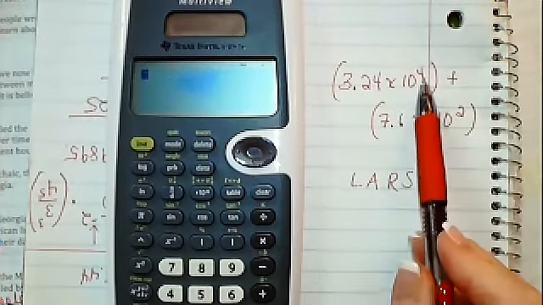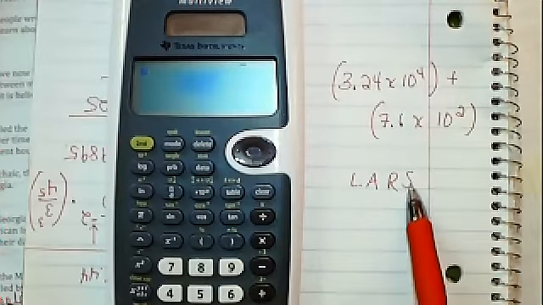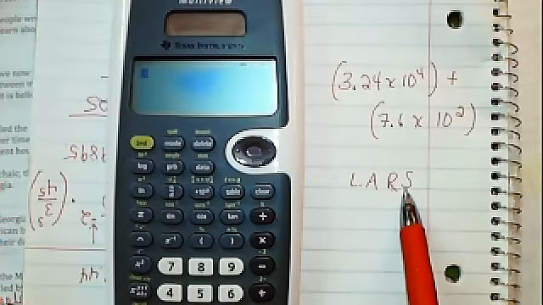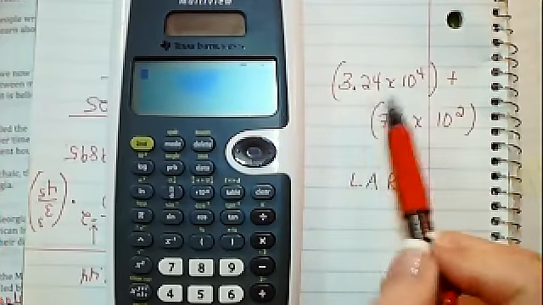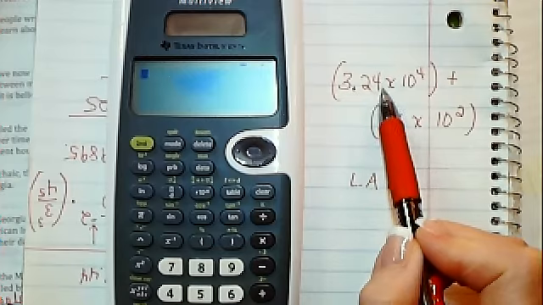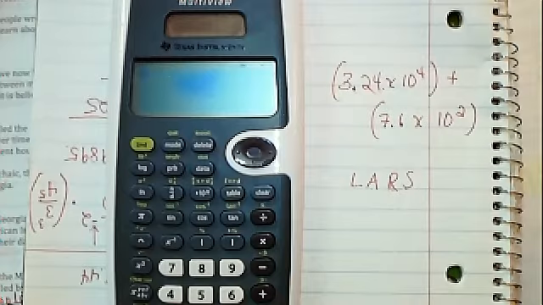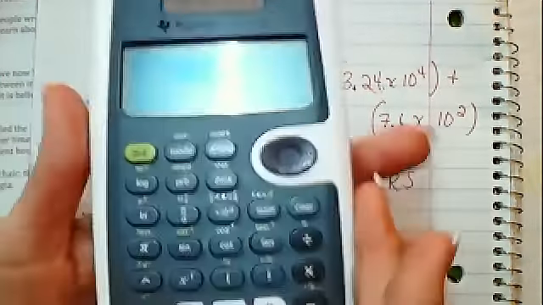If I wanted it to be a 2, that means I would have to move my decimal to the right because this means left, add, right, subtract. I wanted to subtract 2. I'd have to move it to the right 2 places. So it'd be 324 times 10 to the 2nd plus and so on. All right, so I don't want to have to do all that. I just want to let my calculator work for me. So this is very important.